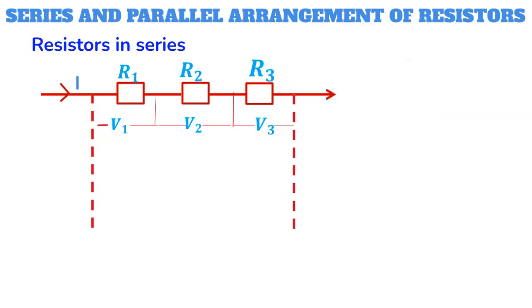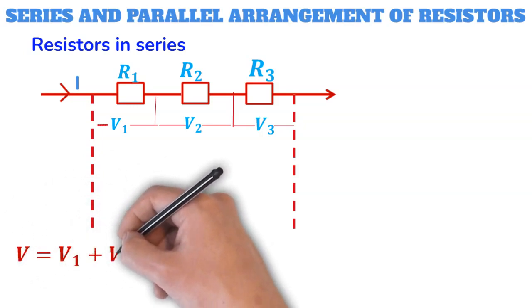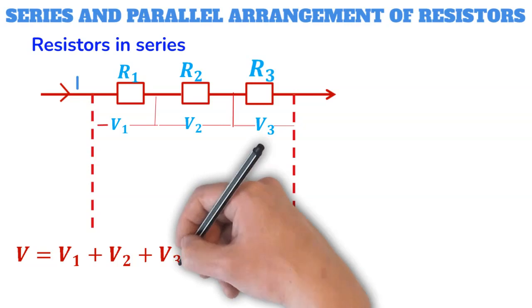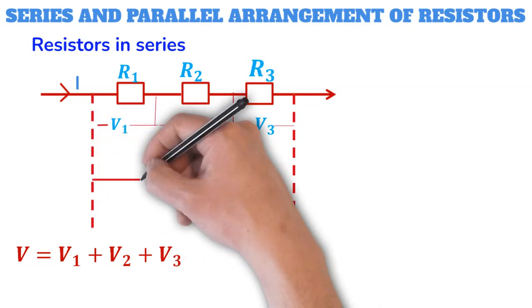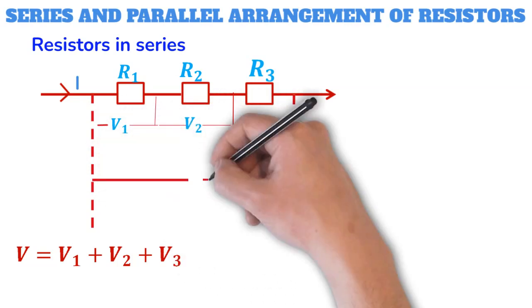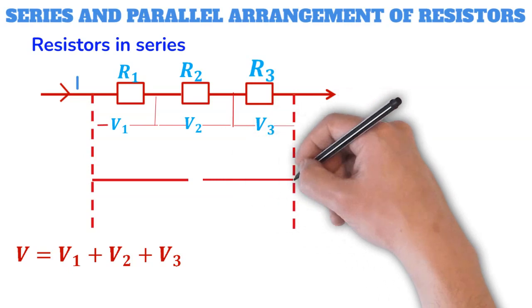Now, note again, the potential difference V across the whole series connection is equal to the sum of the individual potential differences across each. So that is V equals V1 plus V2 plus V3. So from here, look at it from this diagram here. Let me illustrate it here. So there's the total PD.